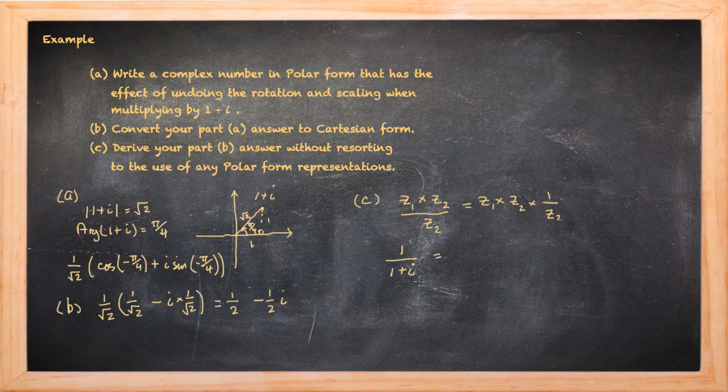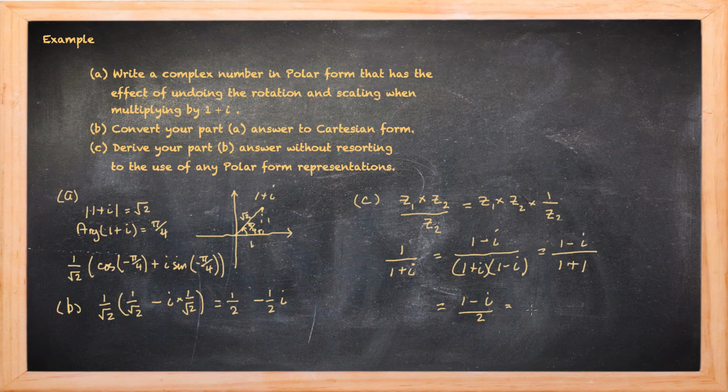We multiply top and bottom by the complex conjugate of 1 plus i. So on the bottom we'll have 1 plus i times 1 minus i, and on the top we'll have 1 times 1 minus i. So firsts, outsides, insides, last. The firsts give us 1. Outsides and insides cancel. The last two terms give us i times negative i, which is negative i squared. And of course i squared is negative 1. The negative of negative 1 is plus 1. So we end up with 1 minus i divided by 2.